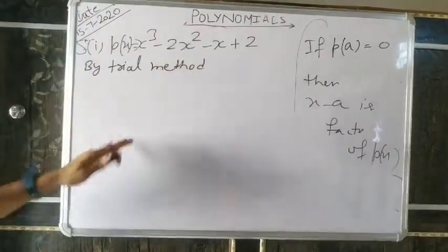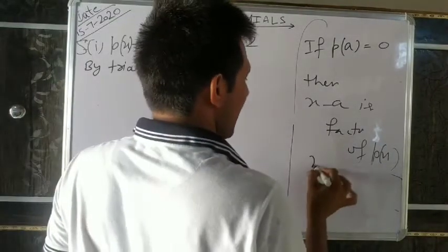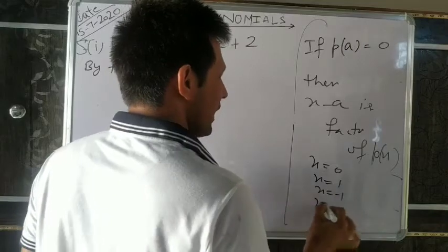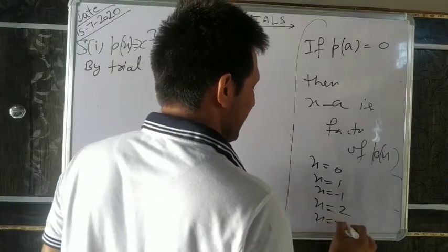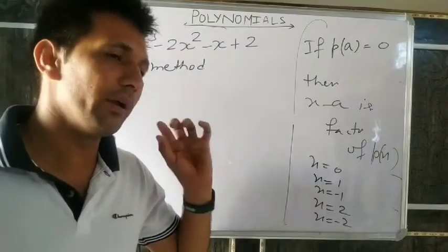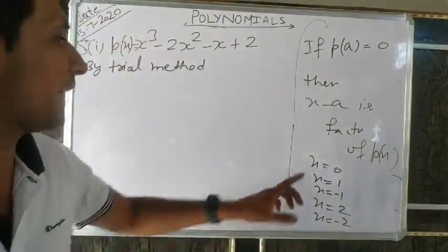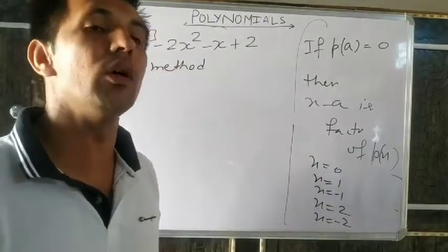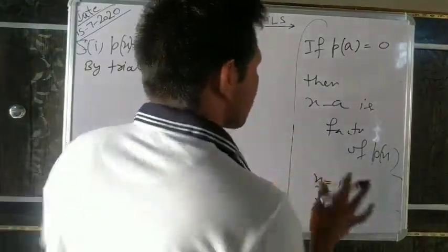Look at everyone. First we start from x equal to 0, x equal to 1, now x equal to minus 1, x equal to 2, x equal to minus 2. In most of the questions, it becomes 0 at either x equal to 0, x equal to 1, or x equal to minus 1. So we will check from x equal to 1. Understand?